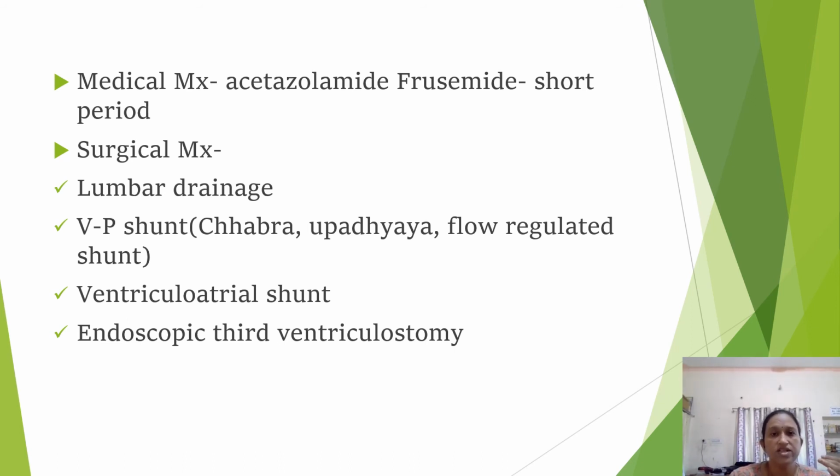Then surgical management is there in the form of lumbar drainage. The most commonly used procedure for hydrocephalus is ventriculoperitoneal shunt, and various types of shunt are available, that is Chhabra shunt, Upadhyay shunt, flow regulated shunt. In a ventriculoperitoneal shunt, the ventricular cavity of the brain is communicated to the peritoneal cavity, so that extra fluid collecting in the brain or ventricles is drained into the peritoneal cavity, which can accommodate that much amount of fluid. Then there is the ventriculoatrial shunt.